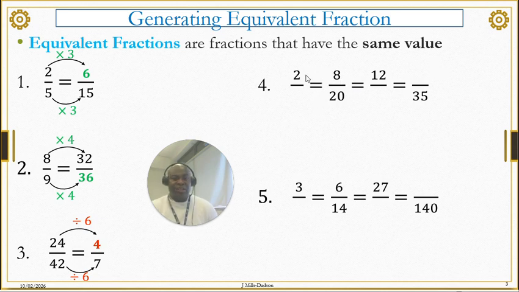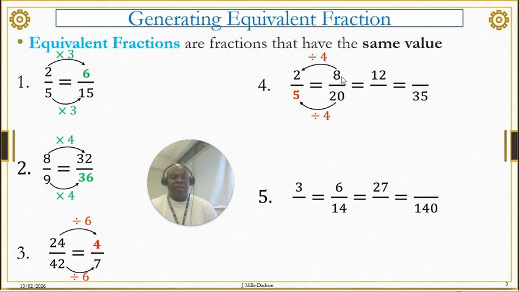So let's look at 2 and 8. We are trying to see how 8 changes to 2. So we are going backwards and it's getting smaller. So it means 8 divided by 4 is 2. Therefore, 20 divided by 4 will give us 5.